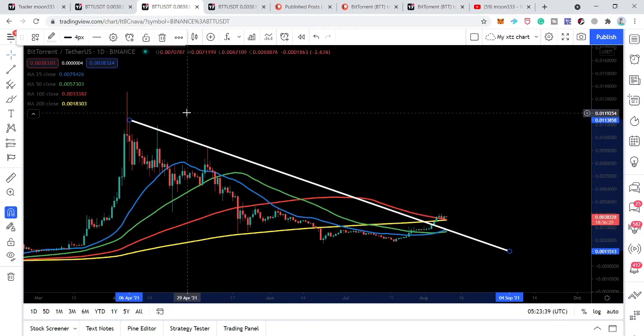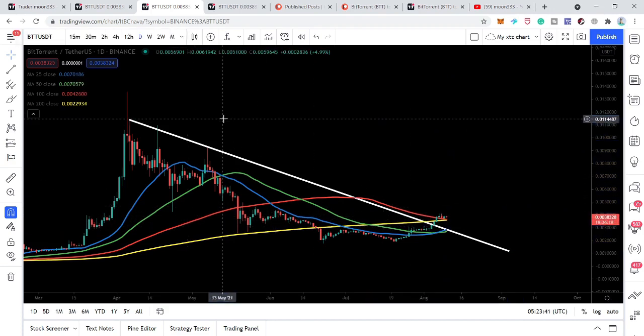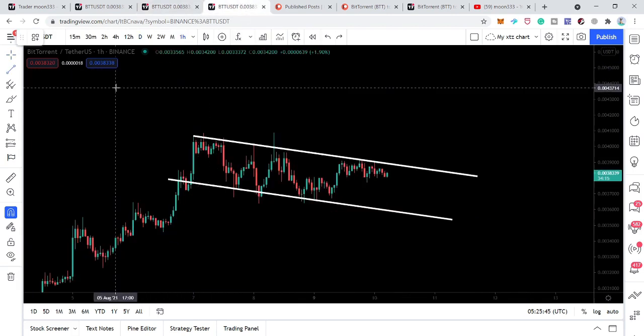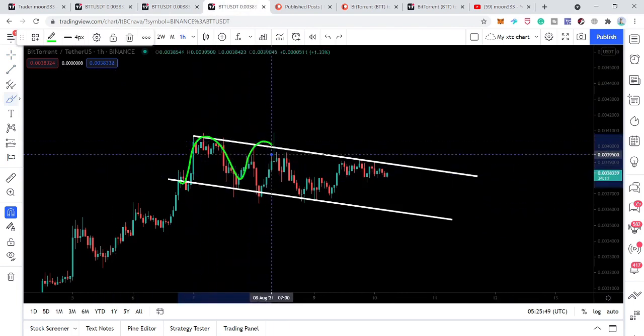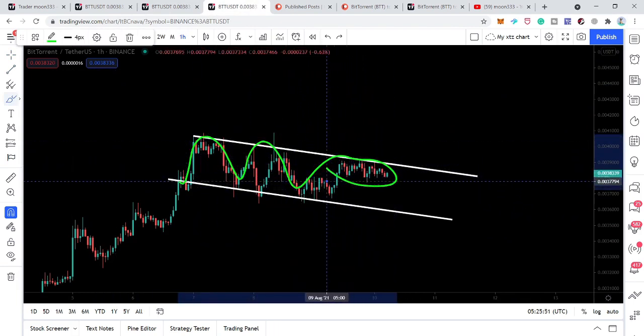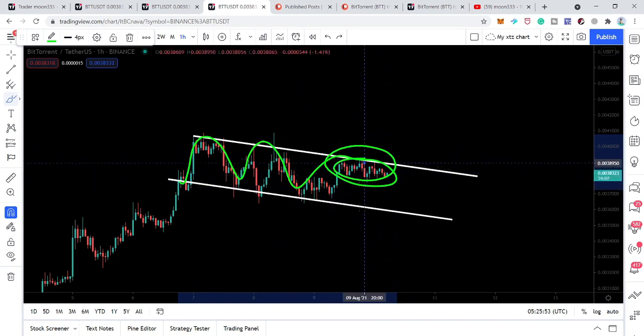Now I'm just going to take you to the smaller time frame chart, which is a 1 hourly time frame chart, and here we can see that the price action has formed this down channel and moving very well in this channel, but here the price action is being accumulated.